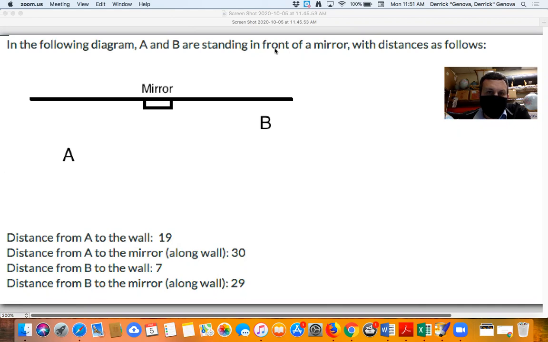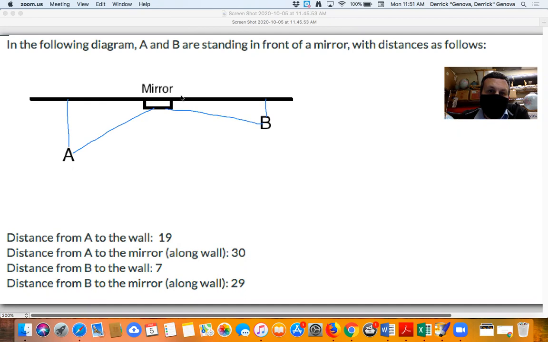All right, so here we are looking at this problem about a mirror, and we're trying to see if A and B can see each other in this mirror. So I'm going to start just by sketching a triangle. One thing to do is draw a line straight to the wall, and then from A to the mirror on this angle, and then from B to the mirror, same idea, and then here. So this is how the light would have to bounce.